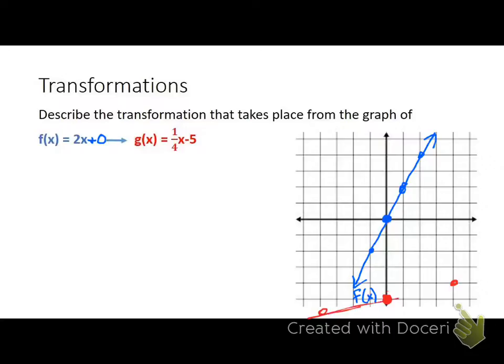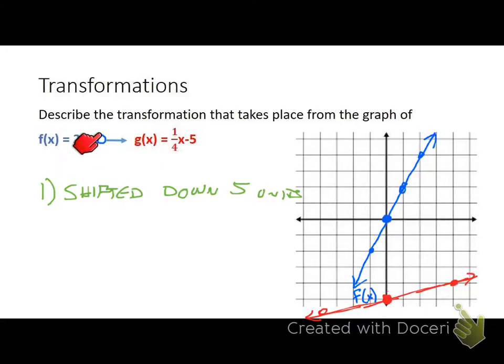And we end up with a graph that looks like this. And so really, when I see this, I see two changes that took place. I see, for one, our graph shifted down 5 units. Okay? And we could have known that before we graphed just by comparing the y-intercepts.